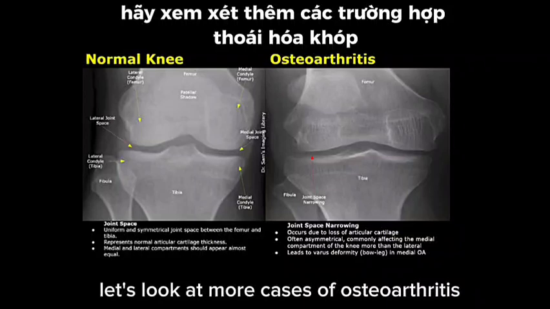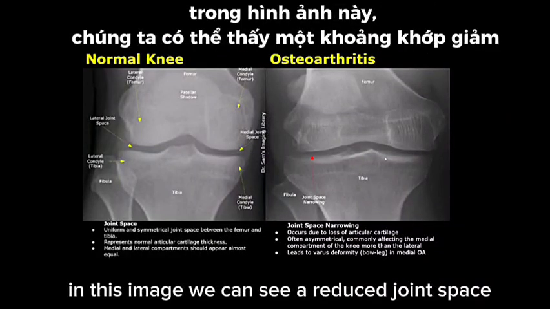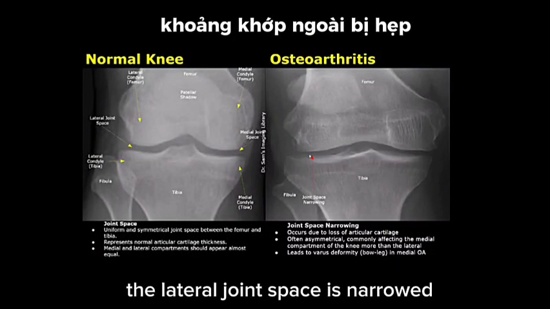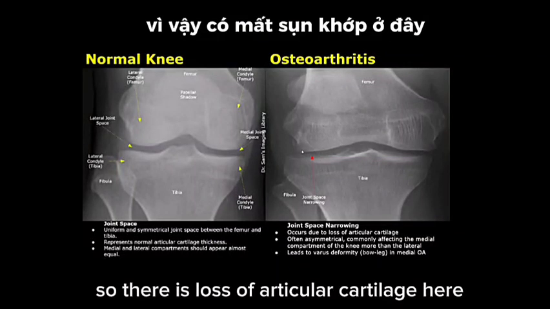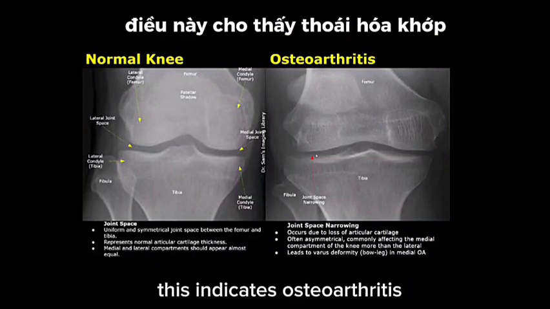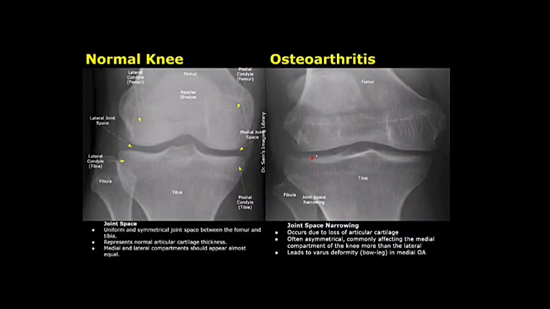Let's look at more cases of osteoarthritis. In this image, we can see a reduced joint space. The lateral joint space is narrowed, so there is loss of articular cartilage here. This indicates osteoarthritis.